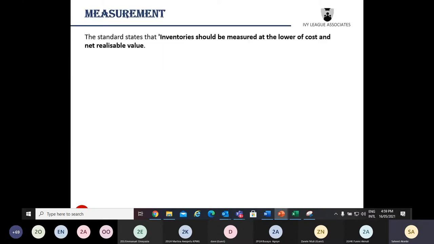How do I measure my inventory? Inventory must be measured at the lower of cost and their net realizable value. What is the objective? The objective is that in no circumstances should I overvalue my inventory. In no circumstances should I put an amount to an inventory that is more than what I can recover from that inventory. This principle looks similar to the principle of impairment, but we don't call it impairment. Please take note. So which standard applies? IAS 2. Take note.